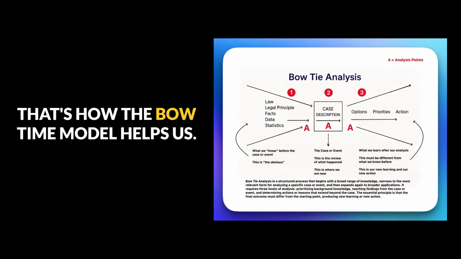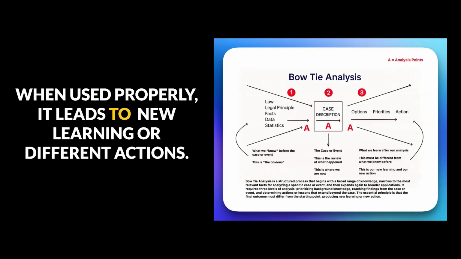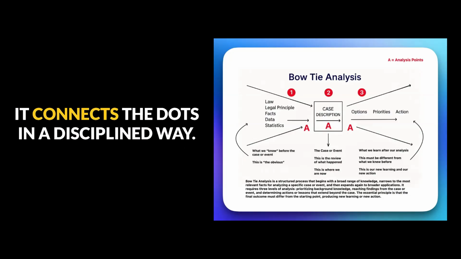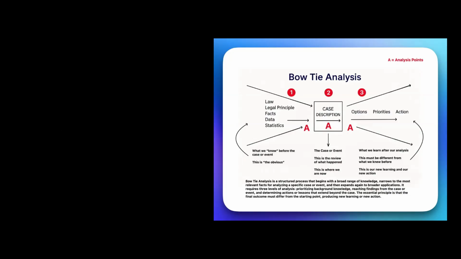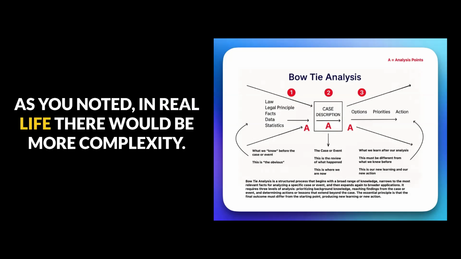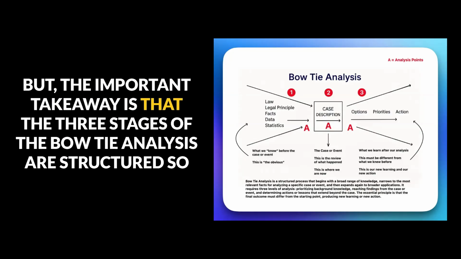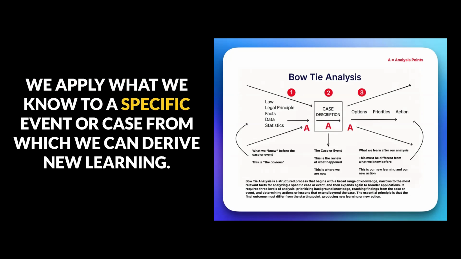Precisely. That's how the bow tie model helps us. It ensures that we go from facts to interpretation to application. When used properly, it leads to new learning or different actions. It connects the dots in a disciplined way. But we have to understand that this scenario does not give us all the facts that would exist in real life. As you noted, in real life, there would be more complexity. It might take a few days for the full bow tie analysis to be completed. But the important takeaway is that the 3 stages of the bow tie analysis are structured, so we apply what we know to a specific event or case from which we can derive new learning.